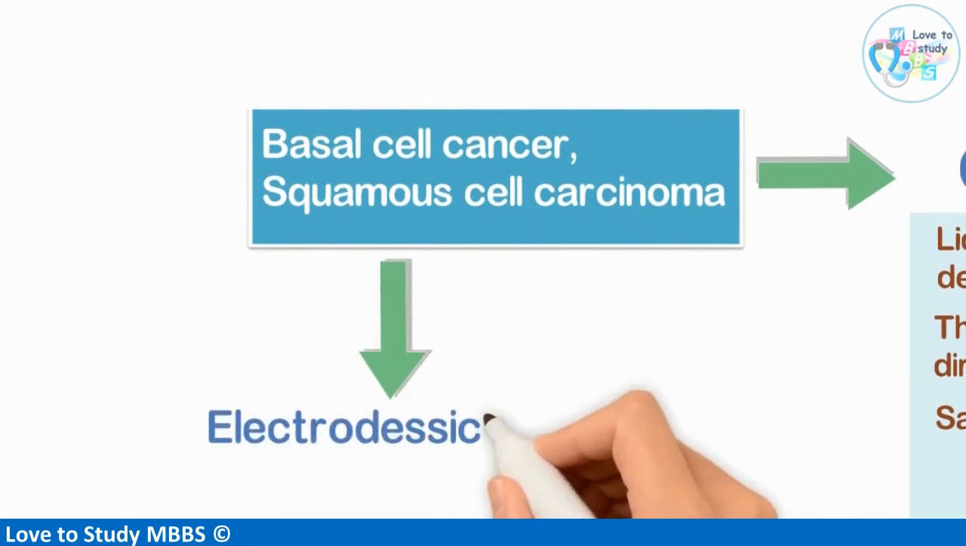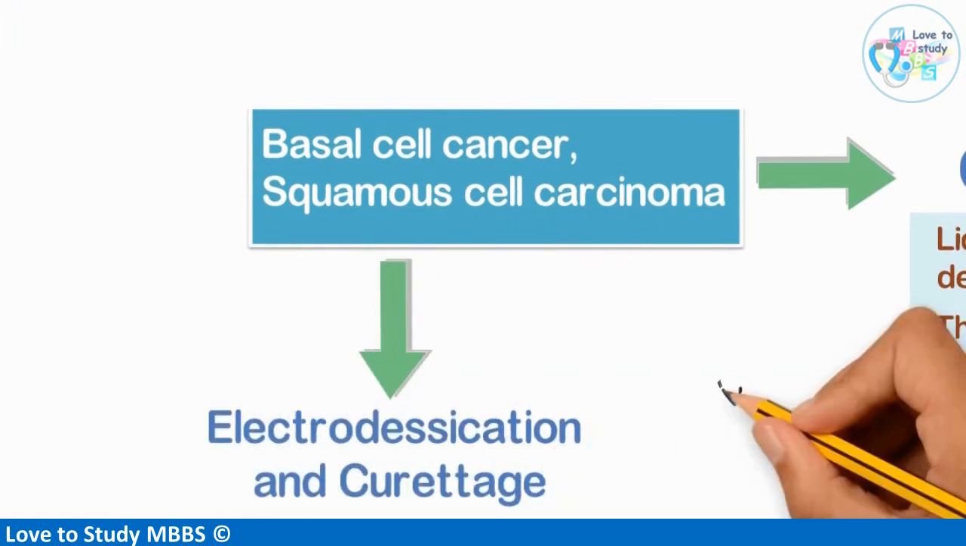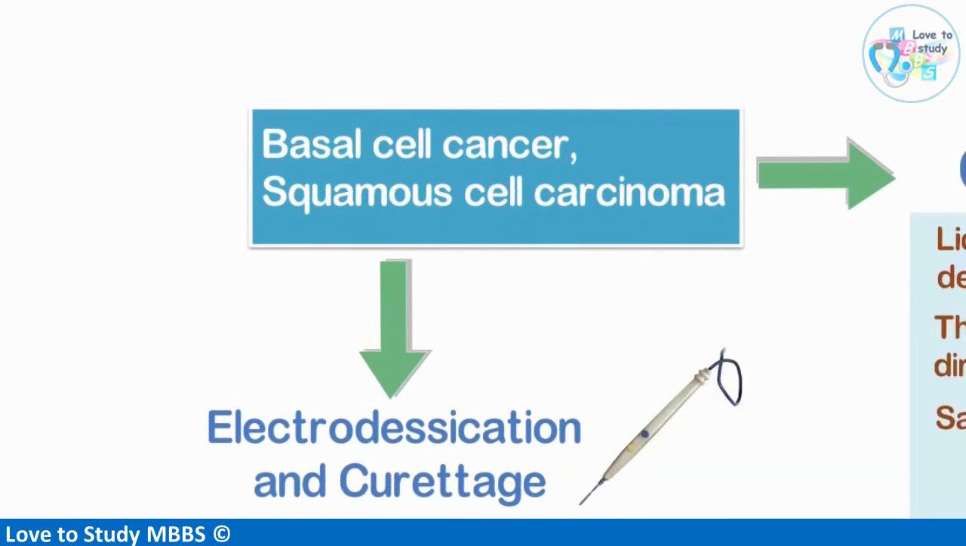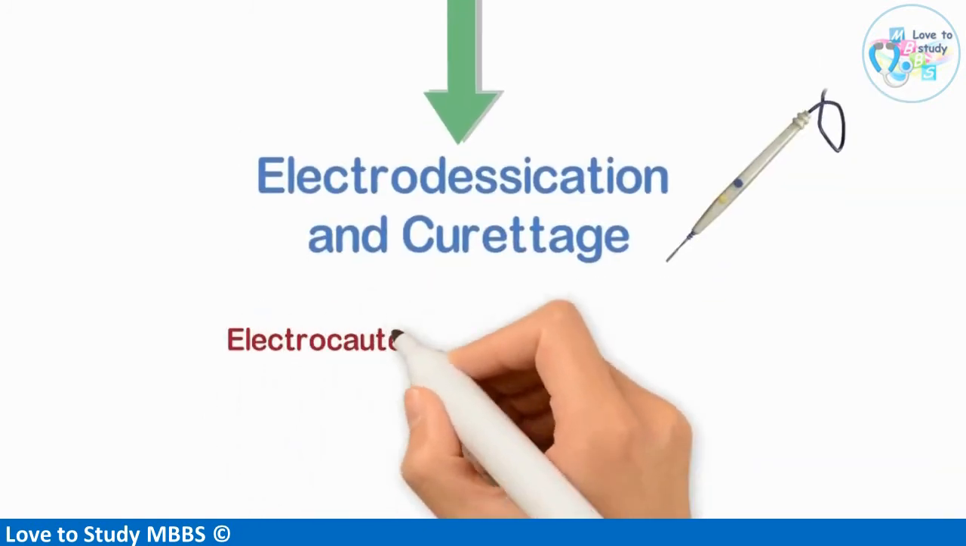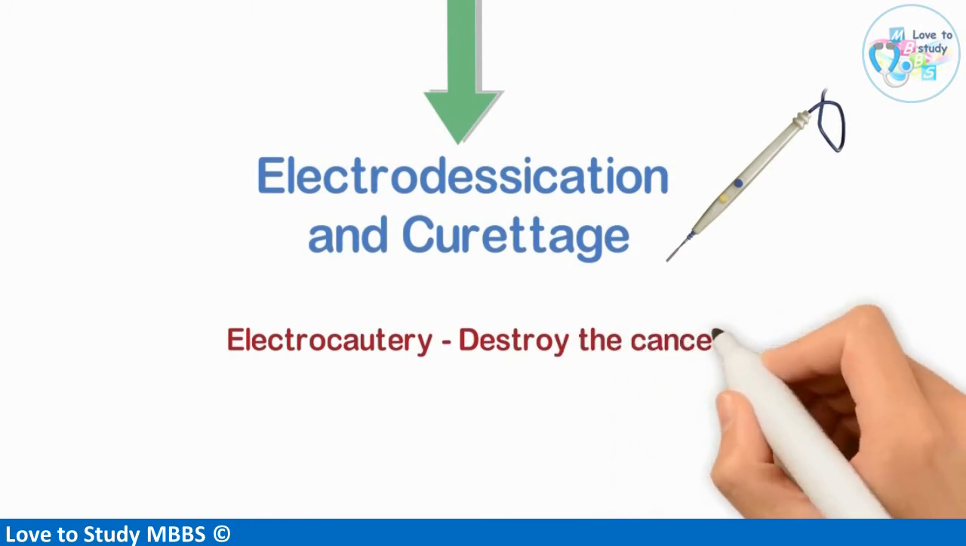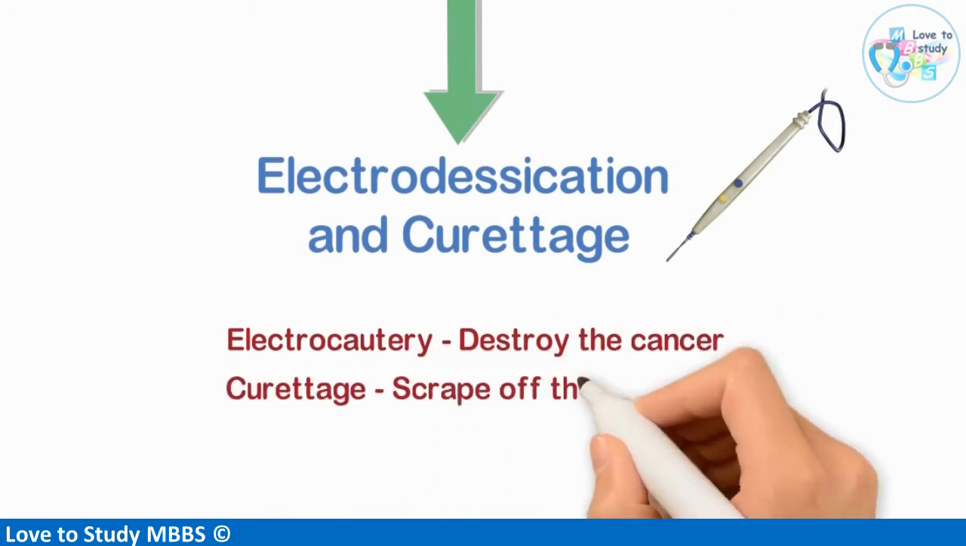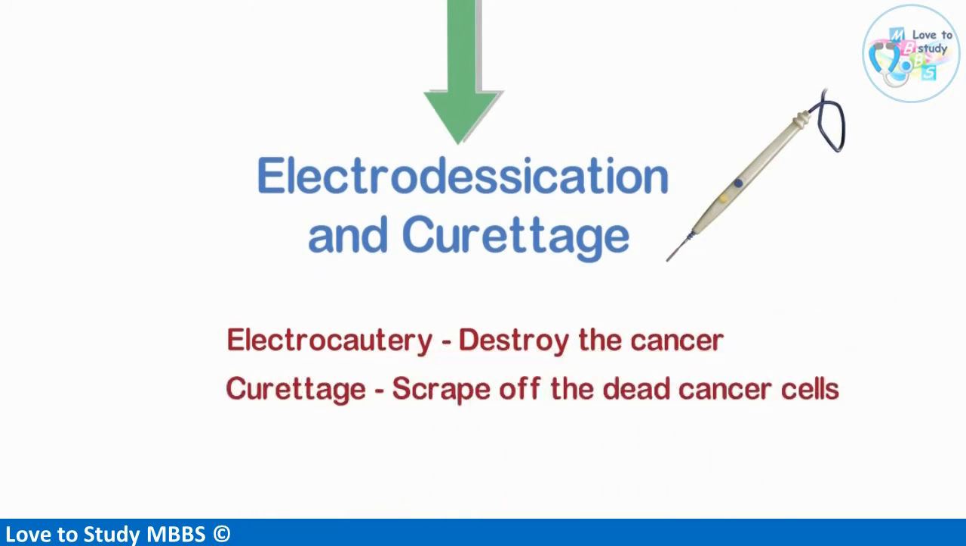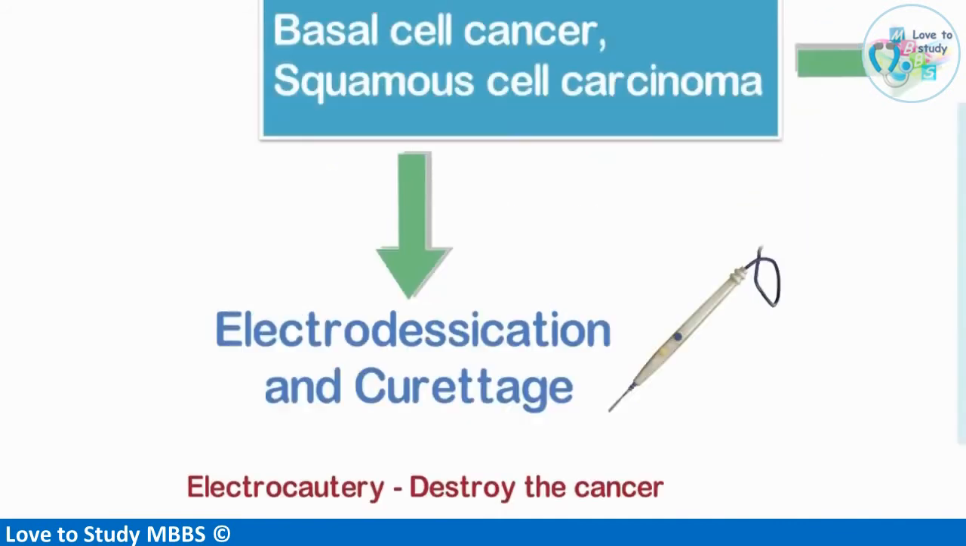Electrodesiccation and curettage can be used for BCC or CSCC. In such cases, electrocautery is used to destroy the cancer, and a curette is used to scrape off the dead cancer cells. The recurrence rate is like cryosurgery, which doesn't depend on having a clear margin that is identified pathologically.